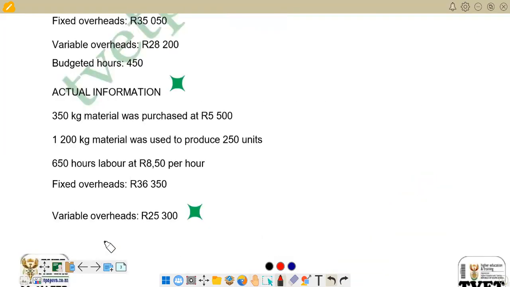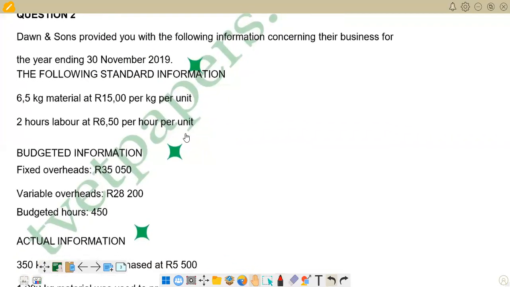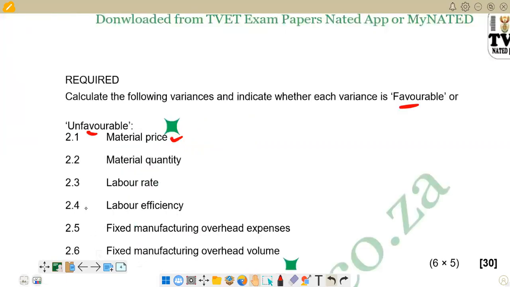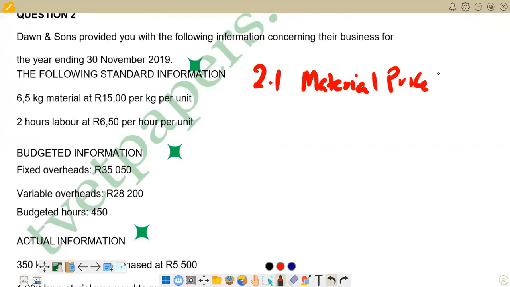So what is important on standard costing is to master the formulas to calculate these variances. The first that we want to calculate, if you check on the first part, which is 2.1, we've got material price variance. So we want to put down the formula first and then calculate the value that we have there. So we've got 2.1, material price variance.